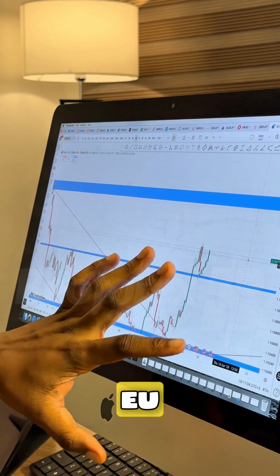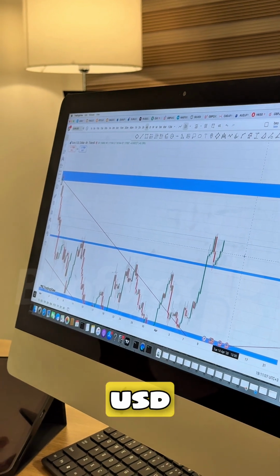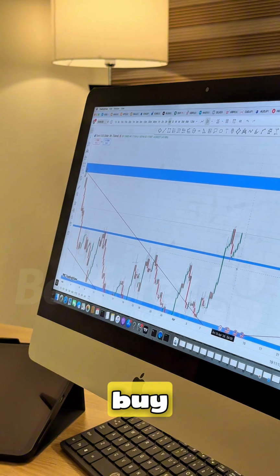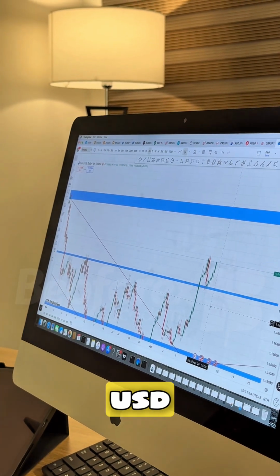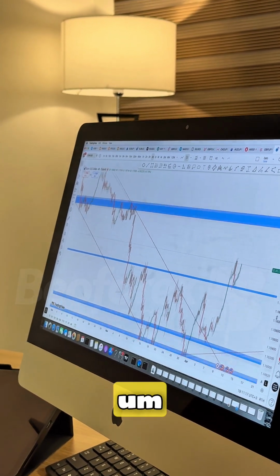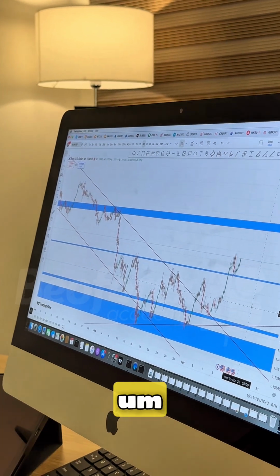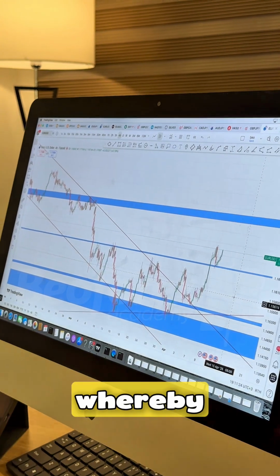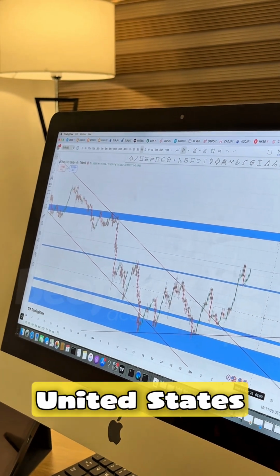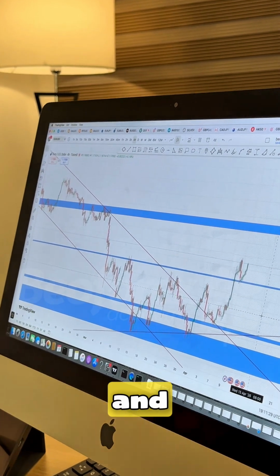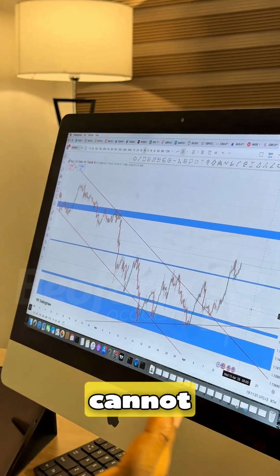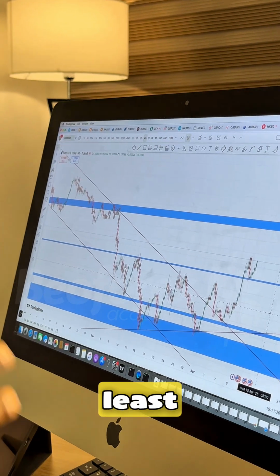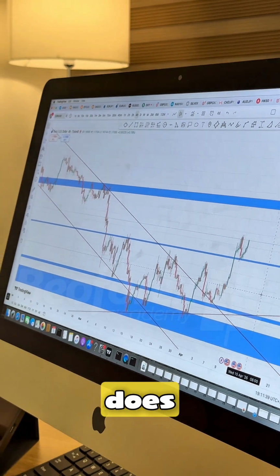So if you are buying EU, you are going to be selling USD CHF, but you can also buy EU and buy GBP USD. You can buy Euro USD and you can buy AUD USD, because why? They are directly correlated, just as we can have this correlation between oil and the US stocks, whereby if oil is falling, the United States stocks are going to be rising, and vice versa, right? So you cannot be buying one and then buying the other one at the same time. It's not going to work. At least 80 to 90% of the time, that does not happen.